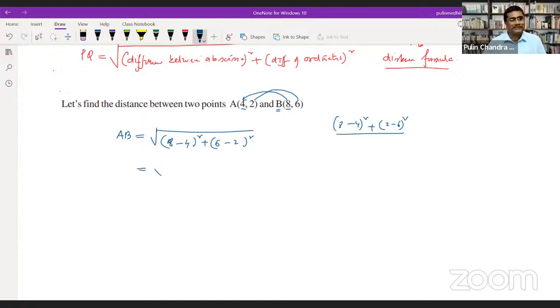So once you get this, what you will get? 8 minus 4, 4 hoga, 4 ka square 16, and 6 minus 2, iska bhi 4 hoga, 16 aya. So that means it is under the root 32. 32 can be written as 4 root 2 unit. So unit likhna mat bhulna. This is the unit's distance. So what is the distance between these two points? It is 4 root 2 units.